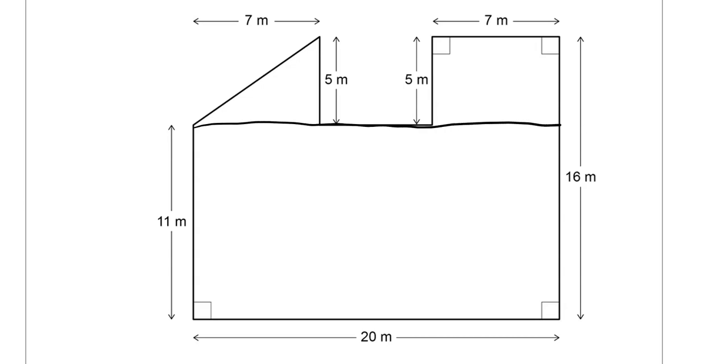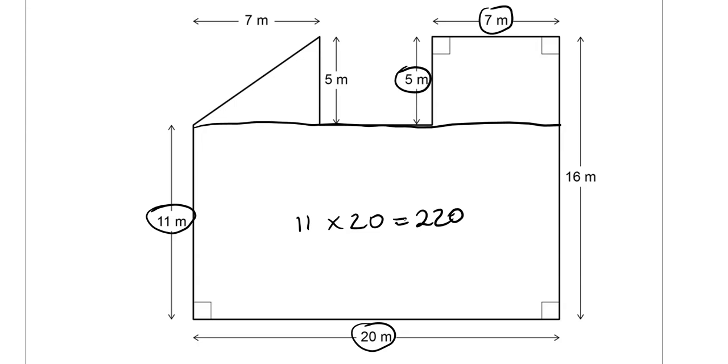So we've got this massive area, which is 11 by 20 meters, which is 220. And then we get this area here of the rectangle, 7 by 5, which is 35. And finally, we have the triangle, which is worked out by multiplying 5 by 7 and dividing it by 2. So 7 times 5 divided by 2. 35 divided by 2 gives us 17.5.